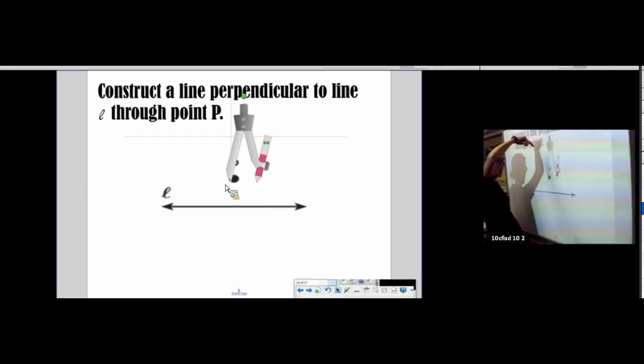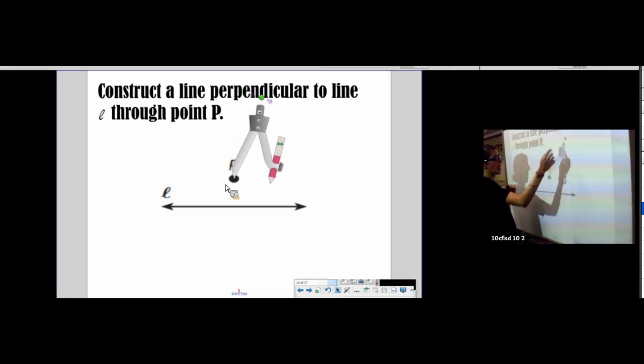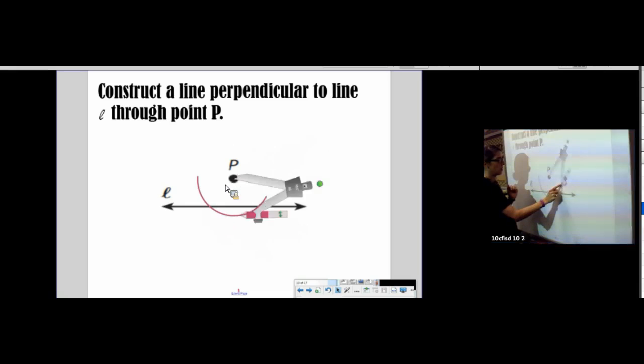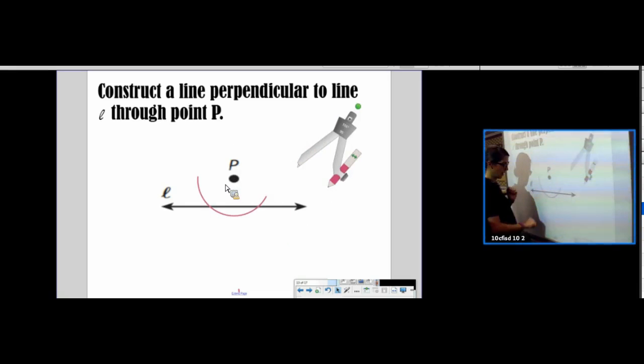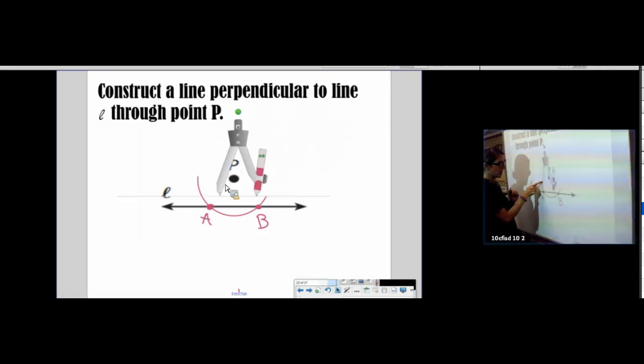So the way we're going to do that is we're going to put our needle on P. My dot is so huge. Anyways, you put your needle on P, and you make a little semicircle intersecting your line. Now, I have points A and B. Now, I have my endpoints. So now I can construct a perpendicular bisector like I did last time.